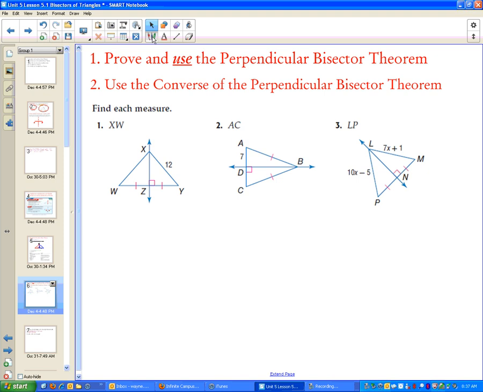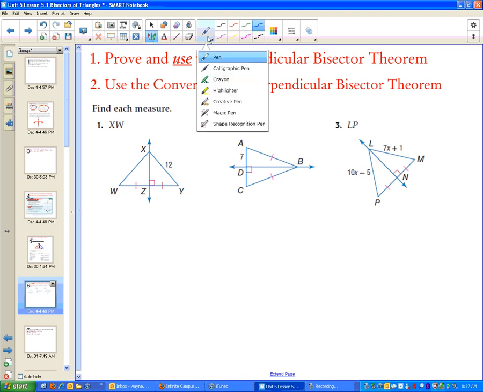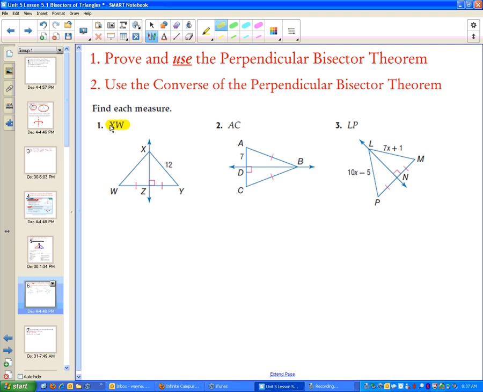And number one, they want us to find each measure. Well, for number one, it's the length of XW that they're after. All right? So look, and I know some of you already know the answer, but let's make sure that when it gets a little more complicated, we'll be able to figure this out. Here's what you need to be looking at.